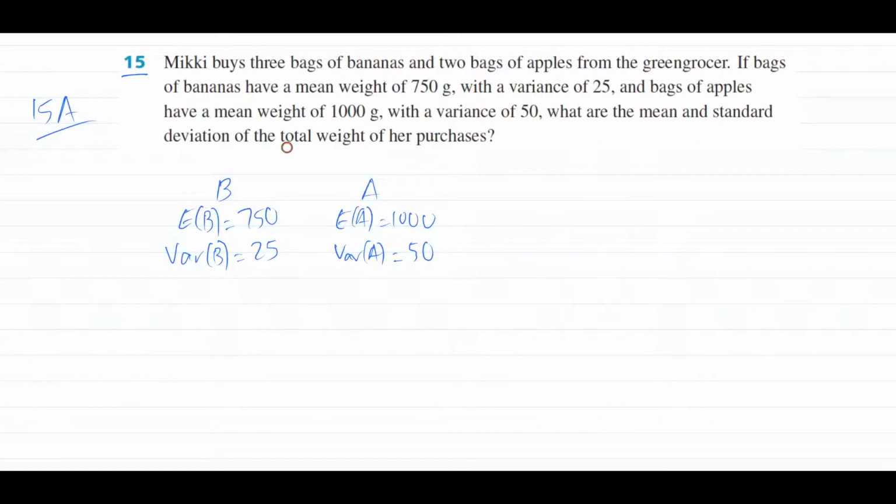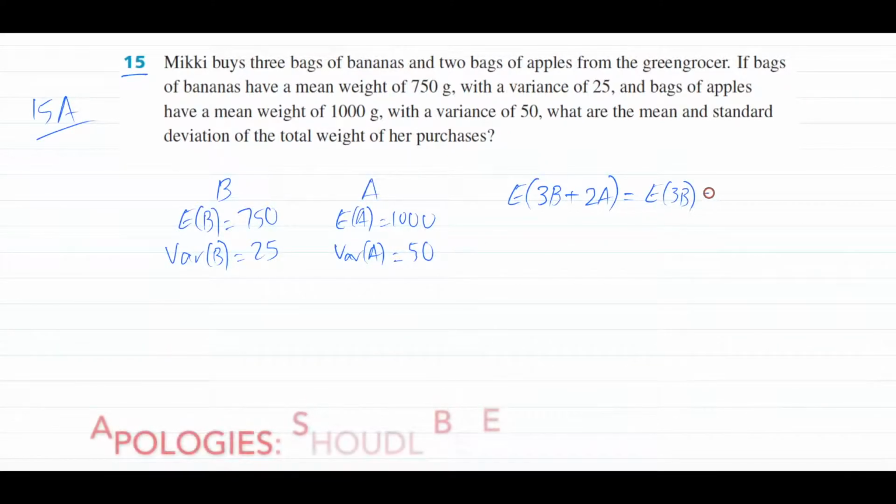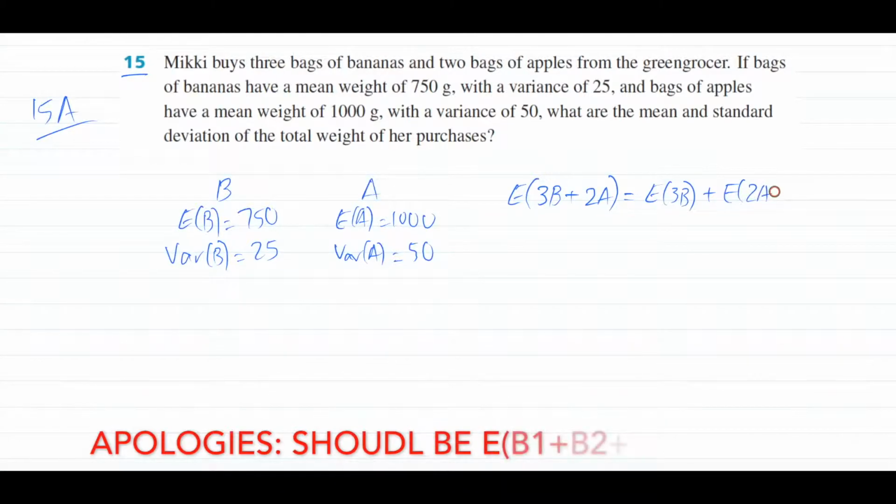What are the mean and standard deviation of the total weight of her purchases? Right, so what the question is asking is, what is the mean weight of her total purchases, which includes 3 bags of bananas plus 2 bags of apples? For expected value, or for mean, it's very simple. Just follow the formula. You split it out into your independent variables. So E(3B) plus E(2A). Take 3 out, times EB, plus 2 times EA. And then just sub in your values.